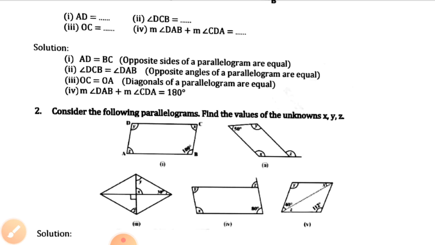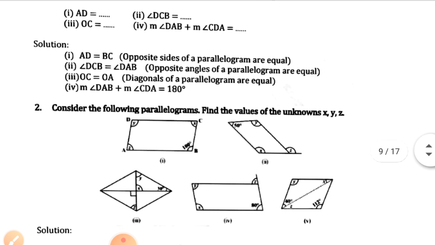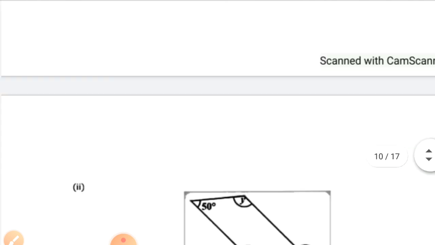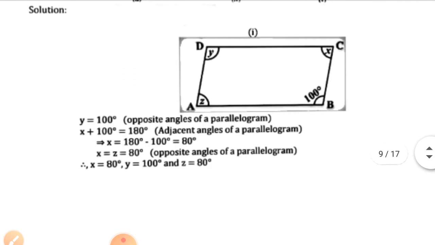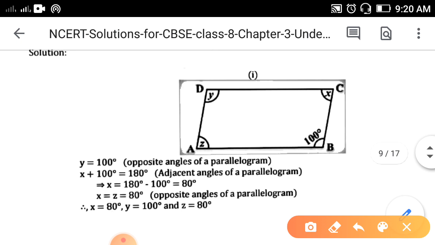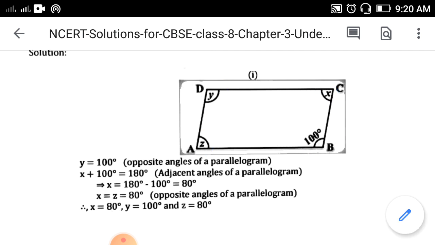Next, second one: consider the following parallelograms, find the values of unknowns x, y, z. First one, here the figure is given, parallelogram ABCD, and then angle B is given. You need to find out x, y and z. So how to find out? Yes, in the previous example we have seen the properties of a parallelogram. That property you have to use here.